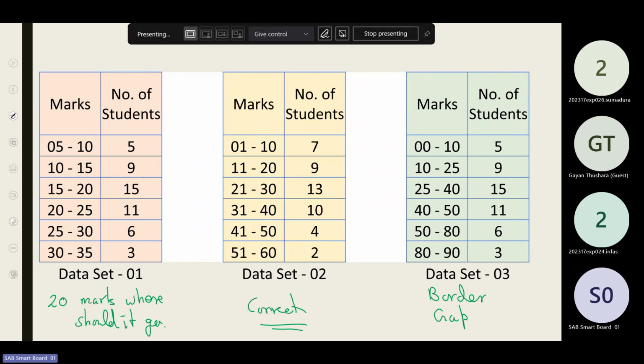So what you have here are connected classes. There also you have connected classes. And here unconnected classes.